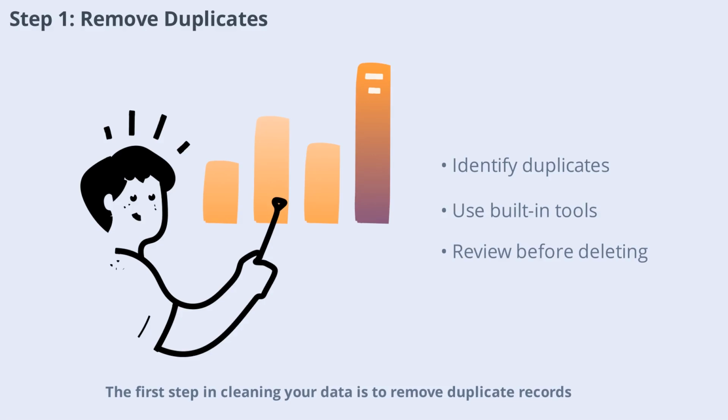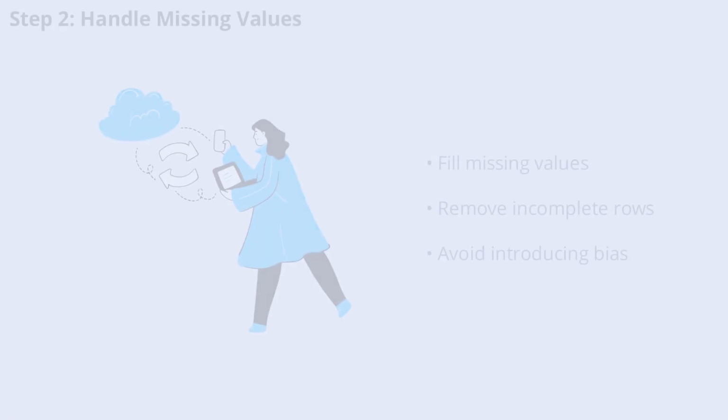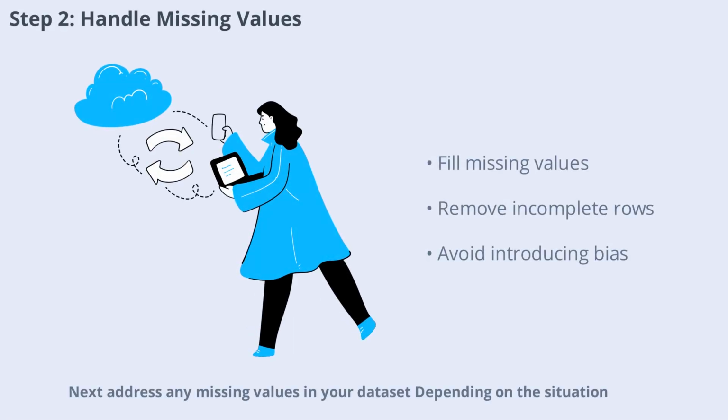The first step in cleaning your data is to remove duplicate records. This helps prevent double counting and ensures your analysis reflects the true data. Most spreadsheet and database tools have built-in features to identify and delete duplicates. Always review the duplicates before deleting them to make sure you're not removing important information by mistake. Next, address any missing values in your dataset. Depending on the situation, you might fill in missing values with averages, estimates, or other logical replacements. In some cases, it's better to remove rows or columns with too many missing values. The goal is to make sure your data is as complete as possible without introducing bias or errors.